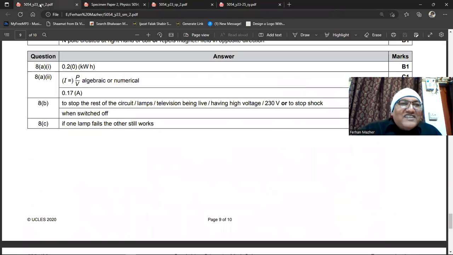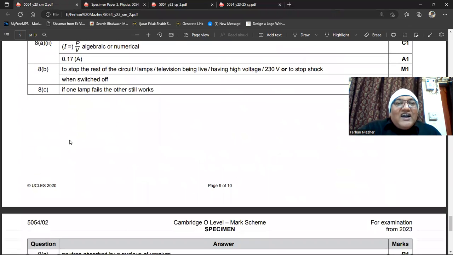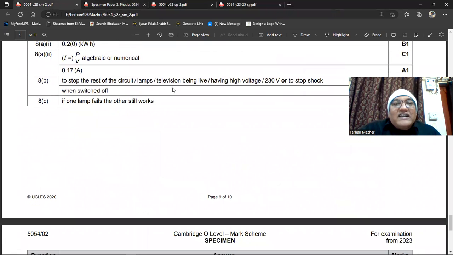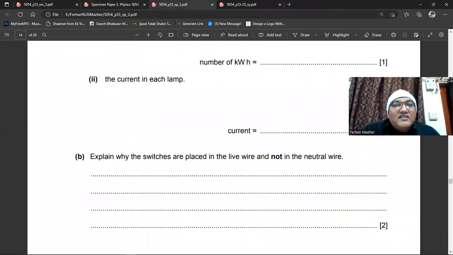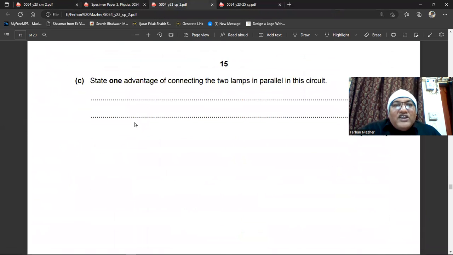That can be very dangerous. You think that the appliance is off, but it's not. To stop the rest of the circuit, lamps, television being live, having high voltage, or to stop the shock, when the switch is off. Okay, so our answer is right. Okay, so we are going to the next part.